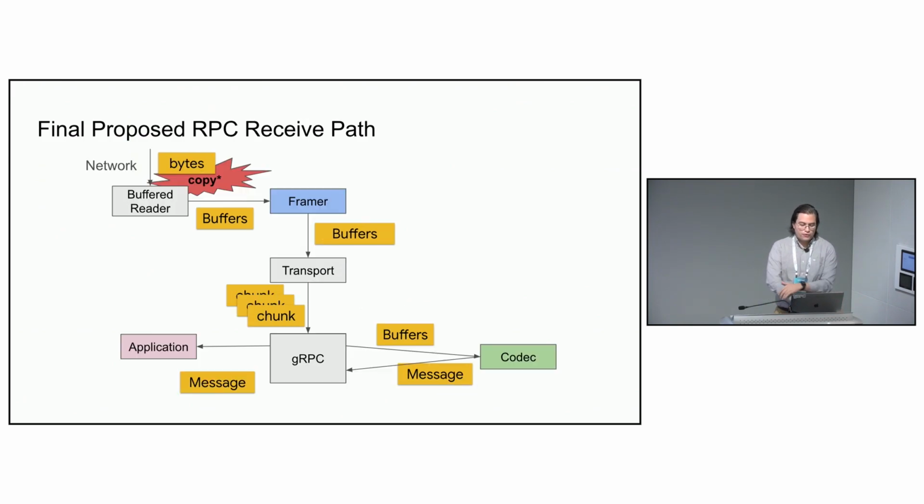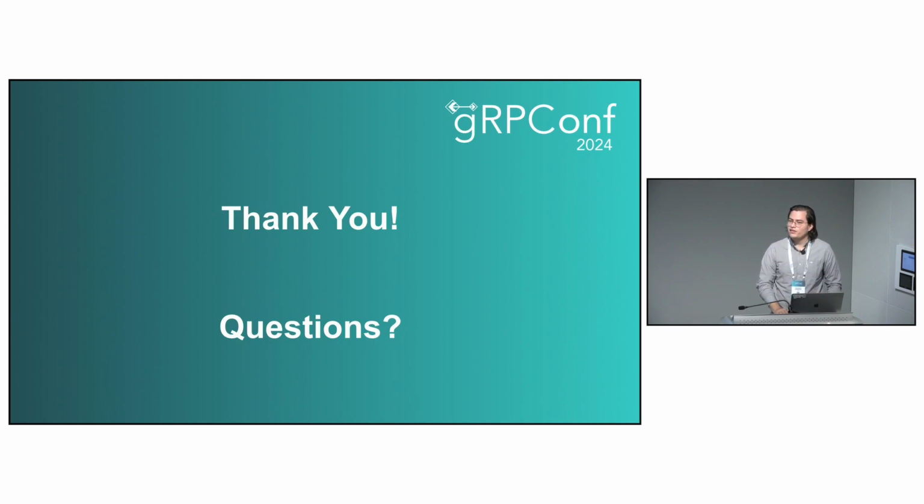And it's the same for the receive path, in which now we don't have to copy except when reading from the network, as we can now just use all these new data types that we've introduced to handle the ref counting and the pointers to the buffers. And so that's pretty much everything on our side. Thank you for listening to me. Does anybody have any questions?